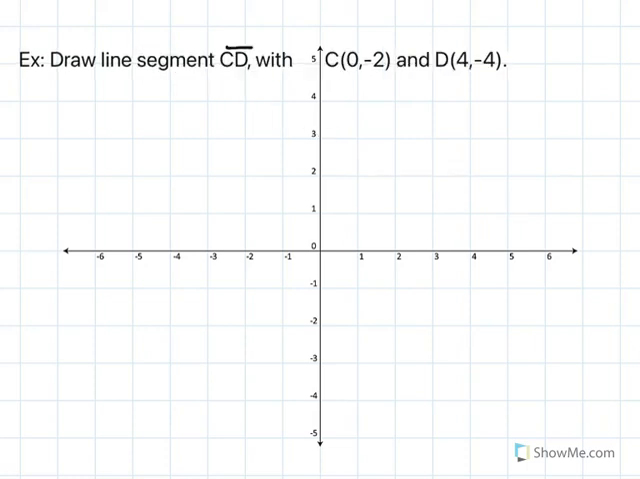Next, line segment CD, at C, which is at (0, -2). So this here is C. D is at (4, -4). That's here, (4, -4). So that's D. Now with it being a line segment, we're going to start at one, go to the other, and stop. It is just a section of a line.